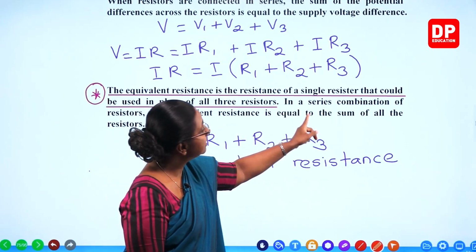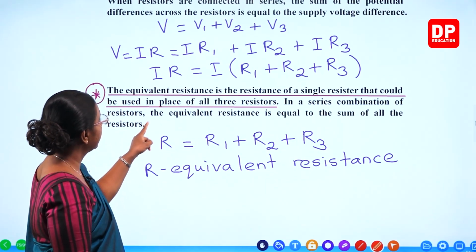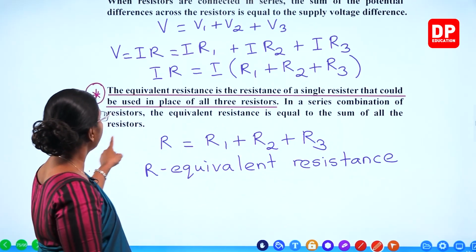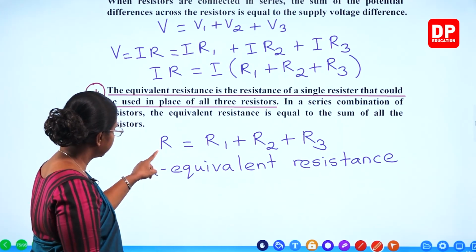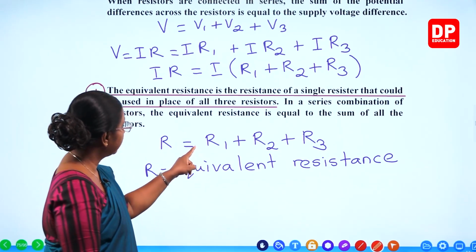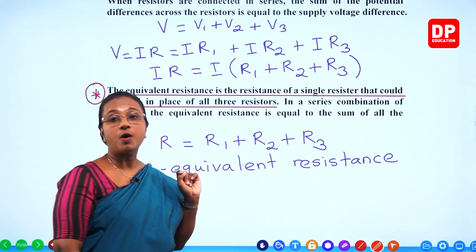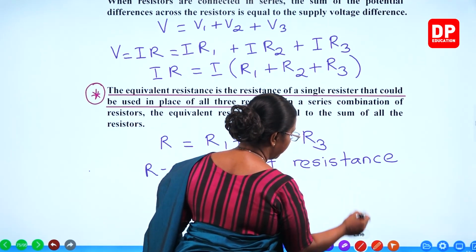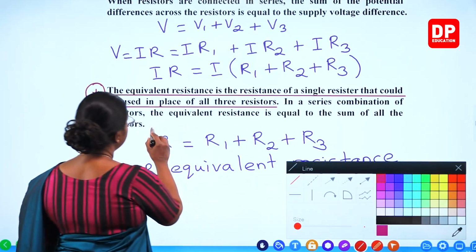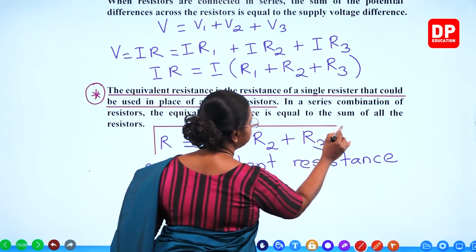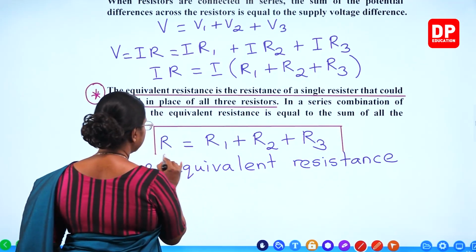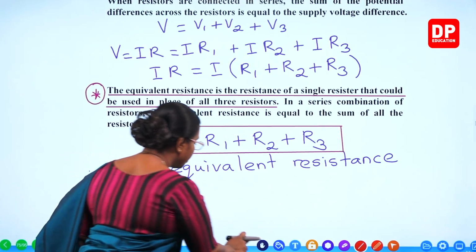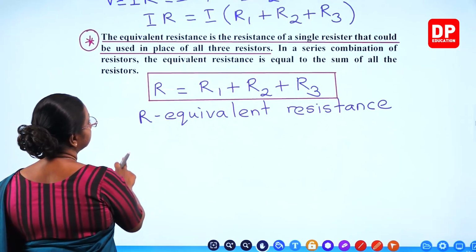And then in a series combination of resistors, the equivalent resistance is equal to the sum of all the resistors. So this is the equivalent resistance, that is equal to the sum of all the resistors. That is very important. This is an equation that you all have to remember, students. An important equation. I will show you all an example.